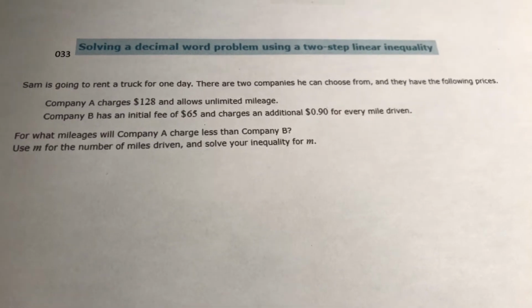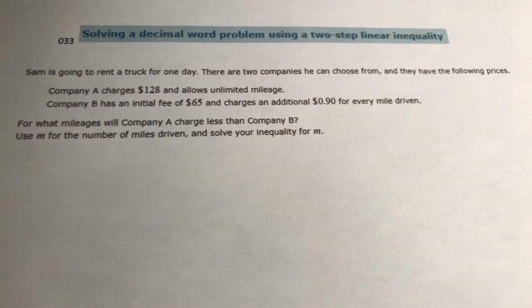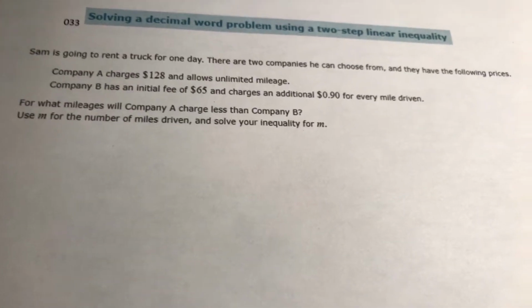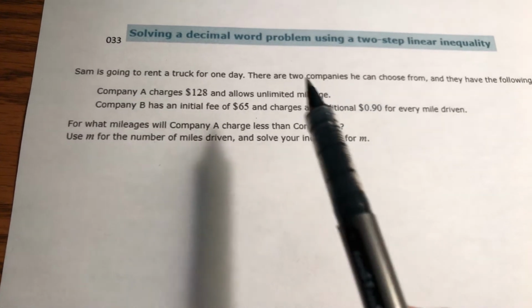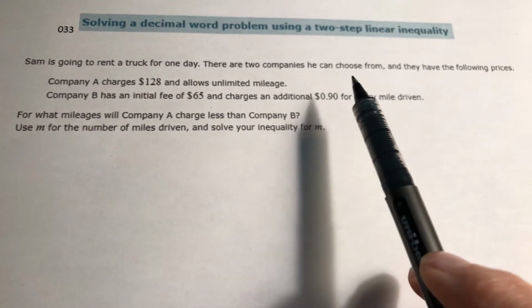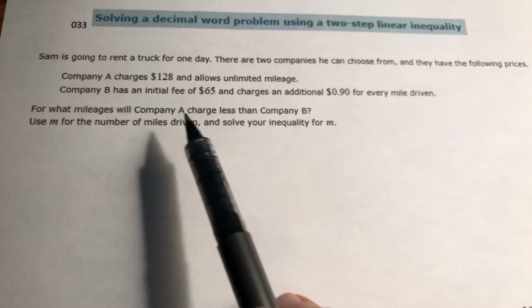This is from 033, solving a decimal word problem using a two-step inequality. All right, so Sam is going to rent a truck for one day. There are two companies he can choose from, and they have the following prices.